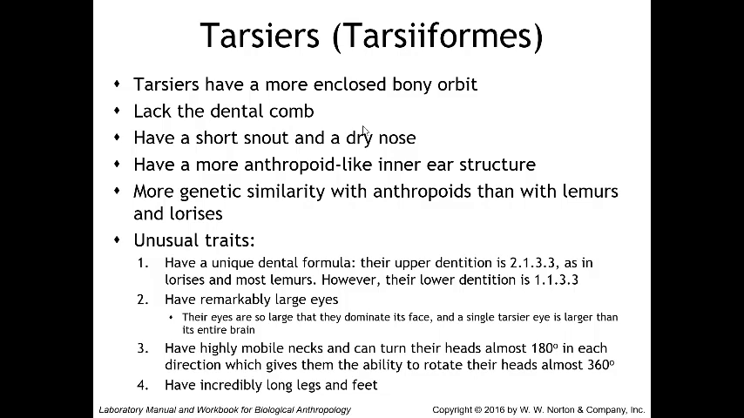Tarsiers also have a more anthropoid-like inner ear structure. There is more genetic similarity with anthropoids than with lemurs and lorises. Because of these similarities, tarsiers then are classified as being more closely related to our anthropoids. They also have unusual traits that are unique to tarsiers. So some of these are that they have a unique dental formula. Their upper dentition is 2133, as in lorises and lemurs. However, their lower dentition is 1133, 1 incisor, 1 canine, 3 premolars, 3 molars.